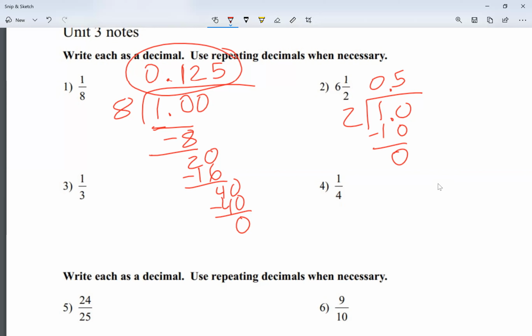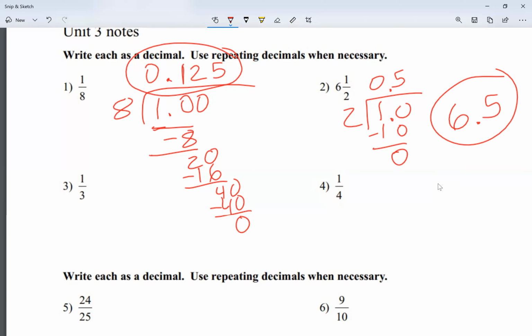However, now I'm going to pay attention to the 6, the whole number. Let me replace the 0 before the decimal point with the number in front of the fraction. So let me say that again. Let me replace the 0 in front of my decimal point with the number in front of the fraction. In this case, a 6. My answer in this case is going to be 6.5. The number before the decimal, in this case a 6, is the number in front of the fraction.